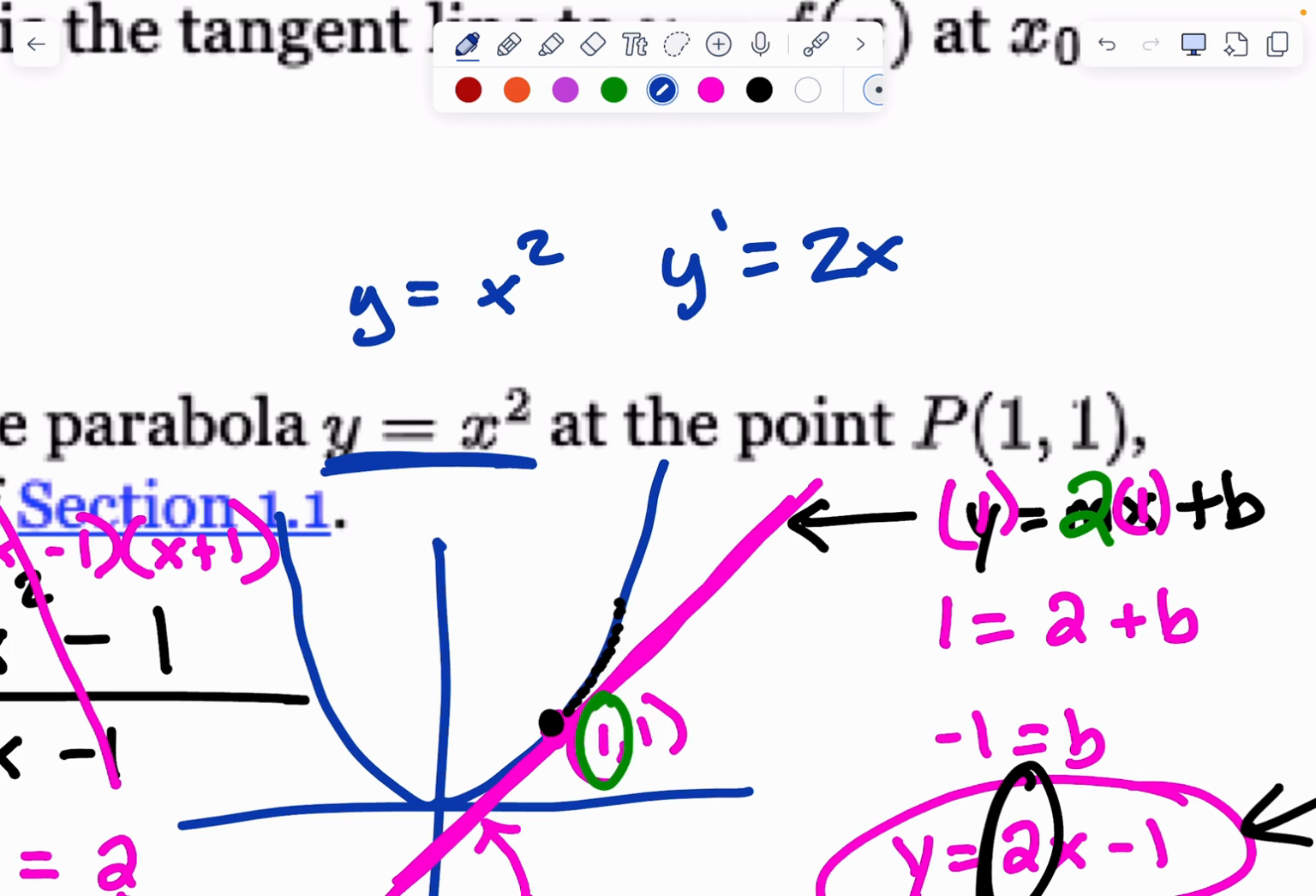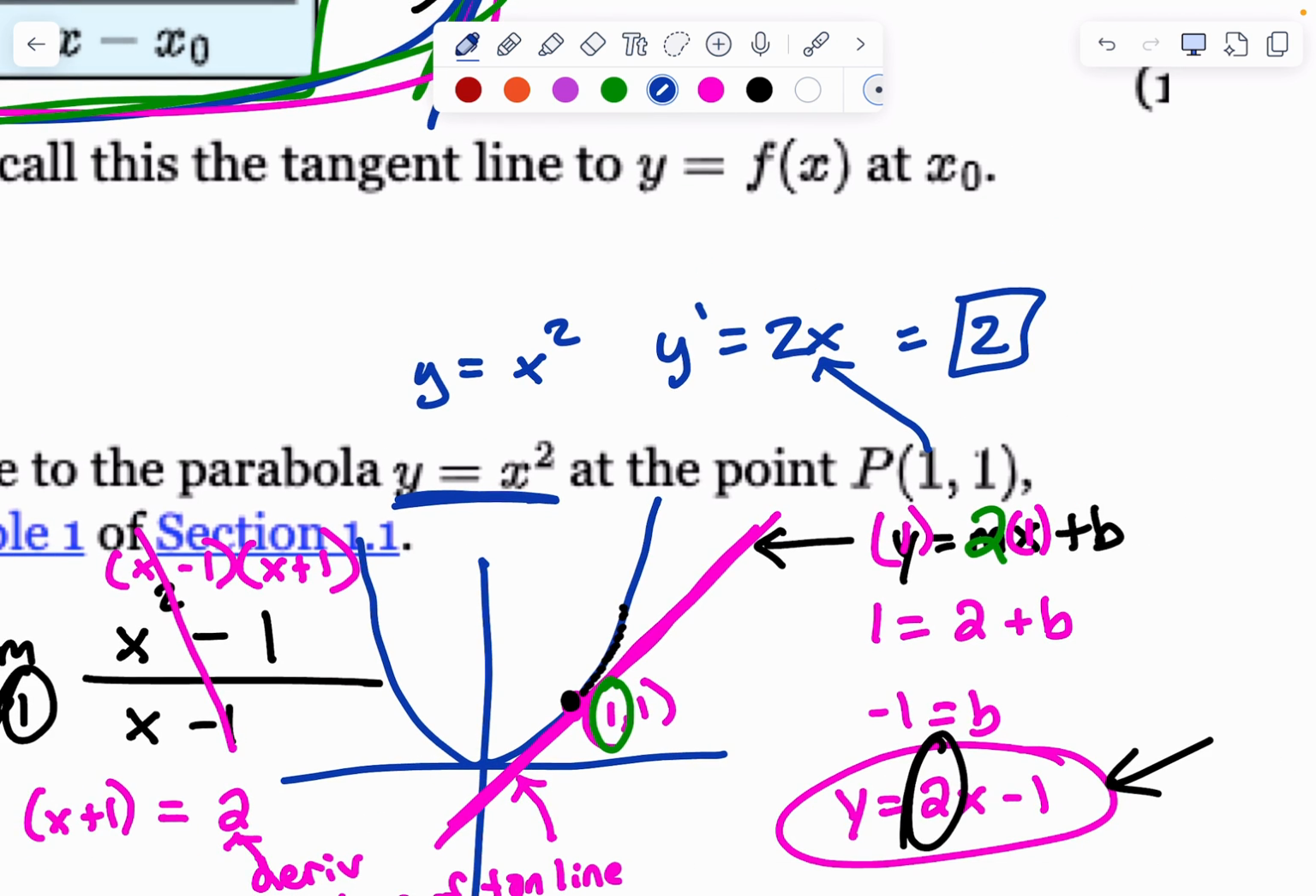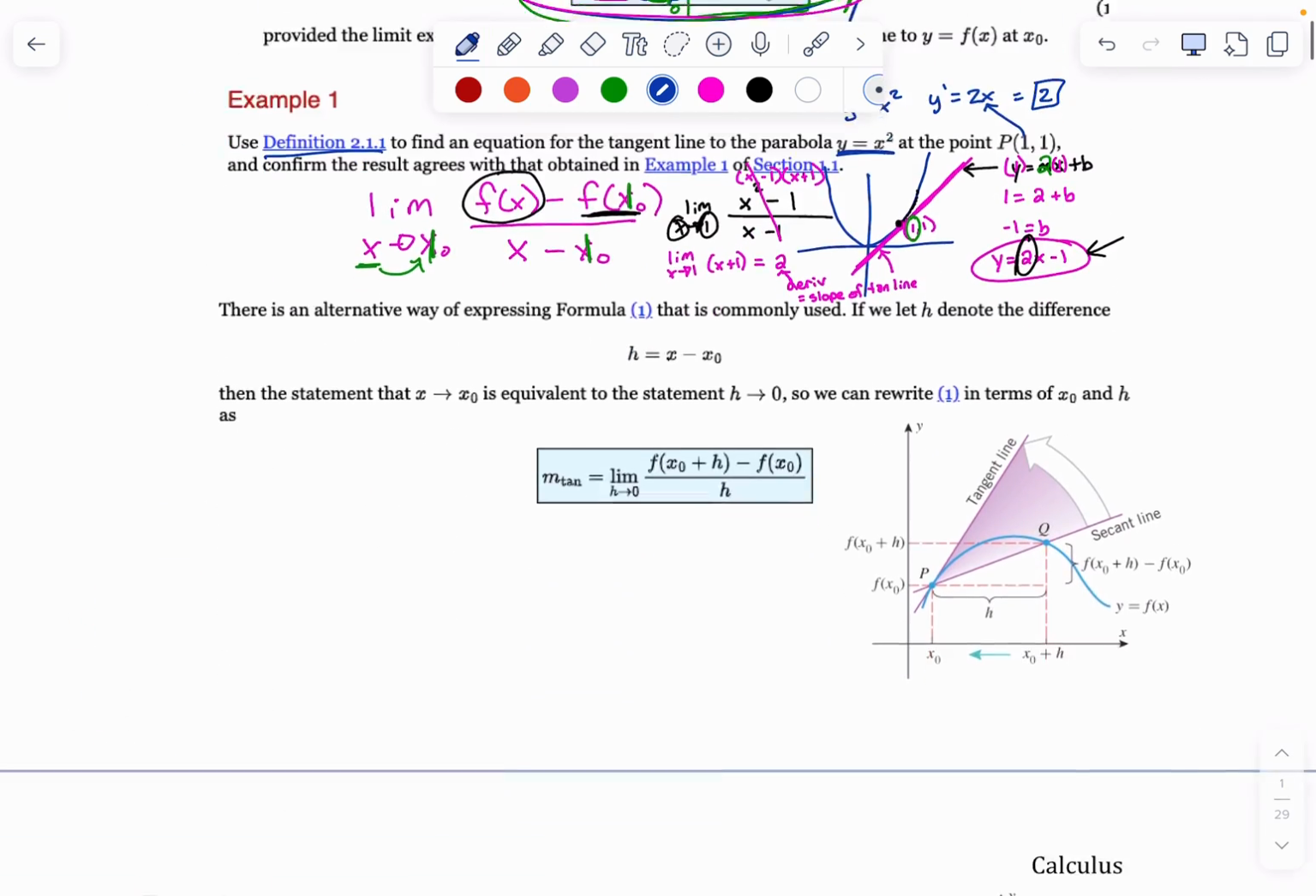Then I plug 1 in for x because that's the point I'm looking at, and the derivative is 2. So I can do this super easy without having to have a limit involved. But they're showing you in section 2.1, this is the bridge between limits and derivatives. Got it?